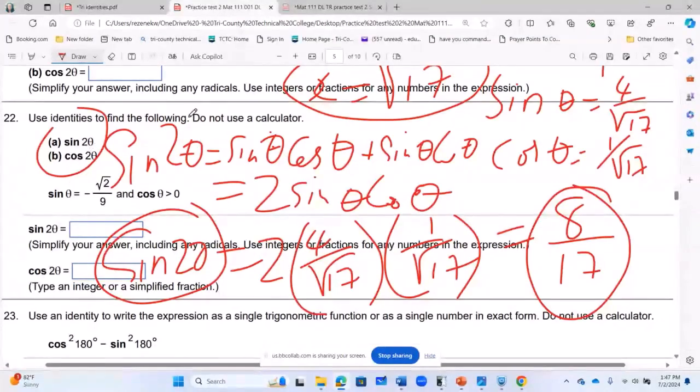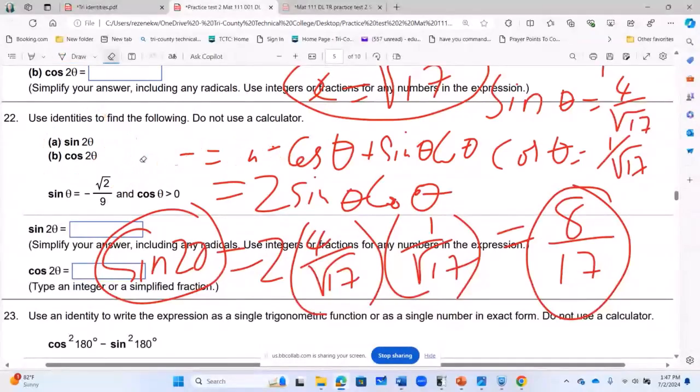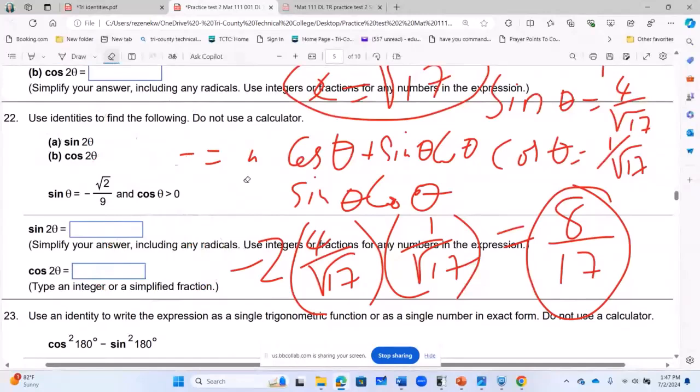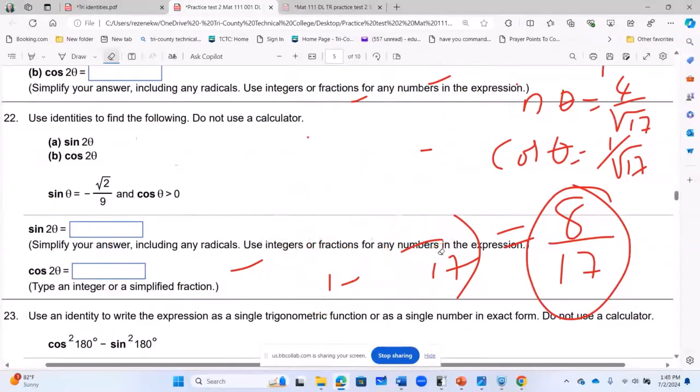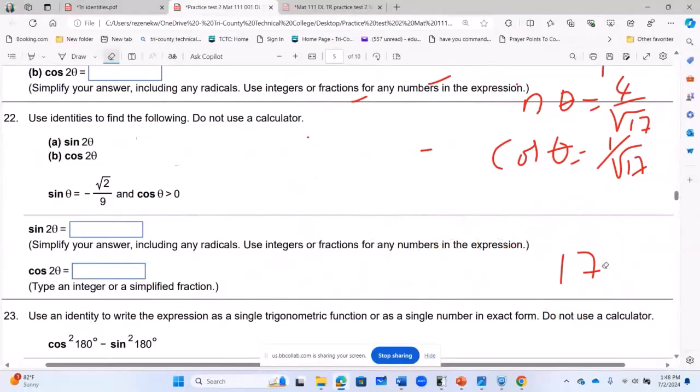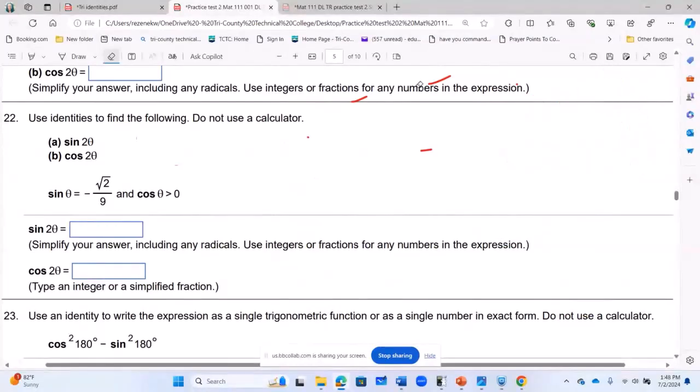Number 22 is still trigonometric sum and difference formula. They give you one identity. They ask you to find sine 2 theta, find cos 2 theta, and do not use a calculator. The only way they will know you did not use a calculator is if you put a decimal point there. Do not use a calculator means leave your answer in exact form. That's what they are saying, including radicals.